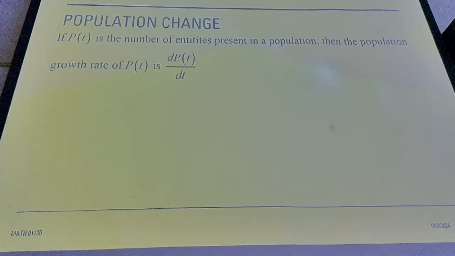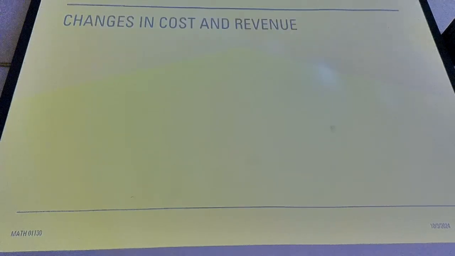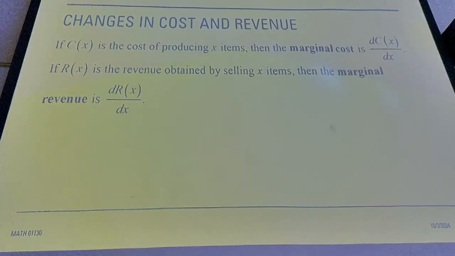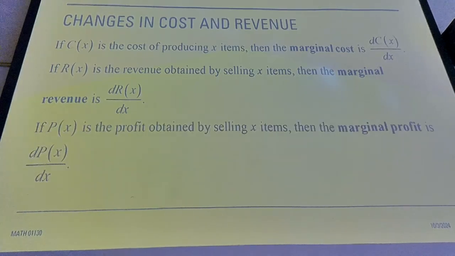Changes in cost and revenue. C of x is a cost function. Then we call the rate of change of cost the marginal cost. Same thing with revenue. Rate of change of revenue would be marginal revenue. And then you also have profit. Change in profit is marginal profit.